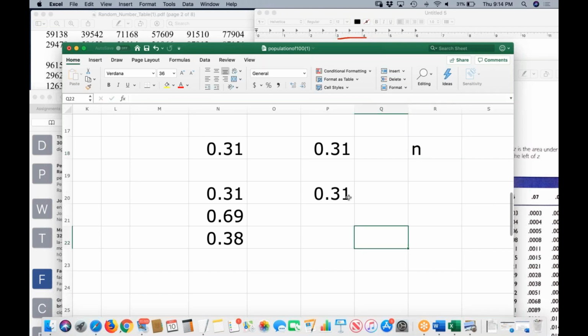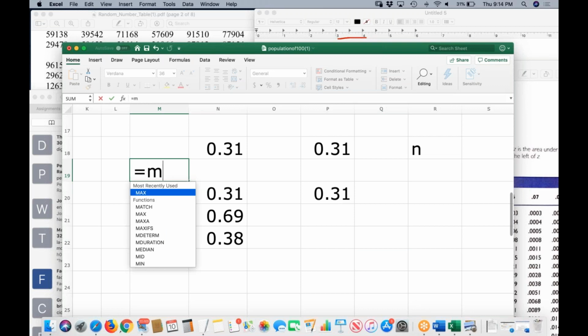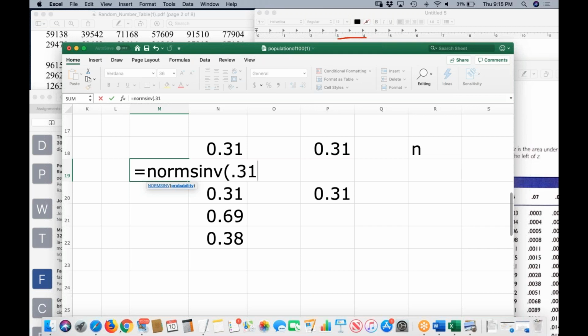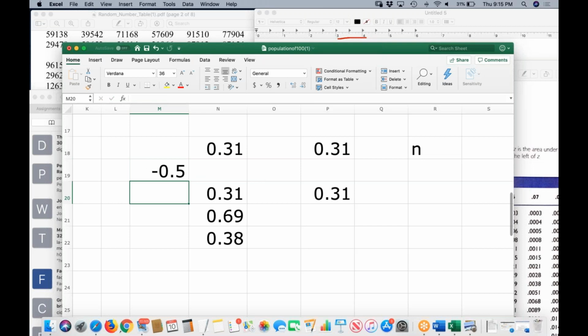Now, interestingly enough, there are other functions. For instance, equals NORM.S.INV, parentheses. This one wants to know a probability, like our 0.31. So I'm going to put in a probability, 0.31, and it's going to give me the Z-score. So that's NORM.S.INV. It does the opposite: you put in the probability, and it gives you the Z-score.